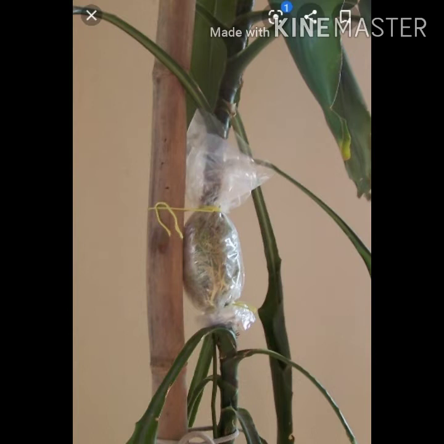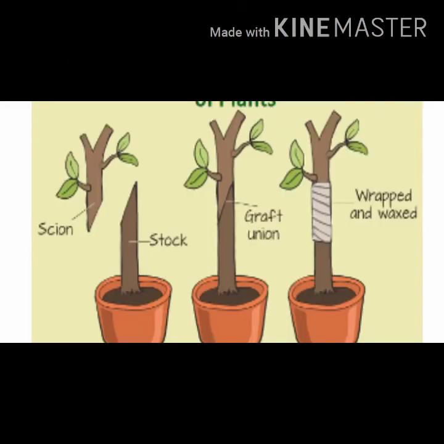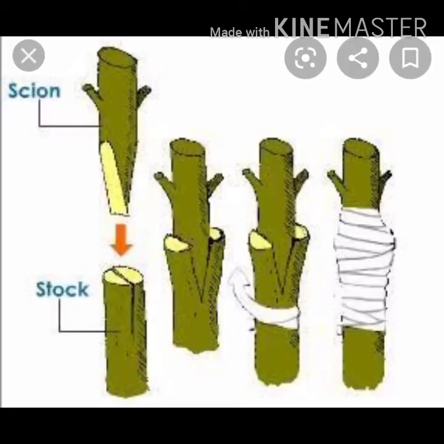Then another most popular method of artificial vegetative propagation is grafting. In this process, two plants are joined in such a way that they can grow as a single plant. It's done between two closely related plants. That means it is applicable only between plants of the same species. And this process is called grafting.